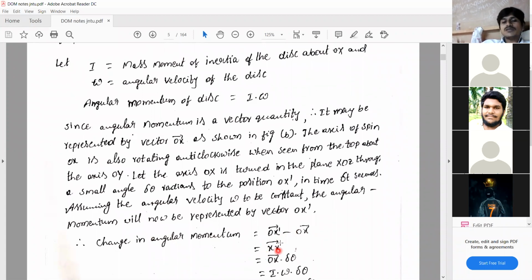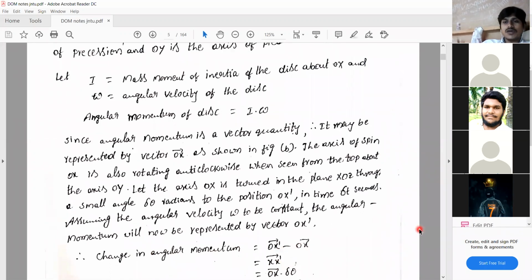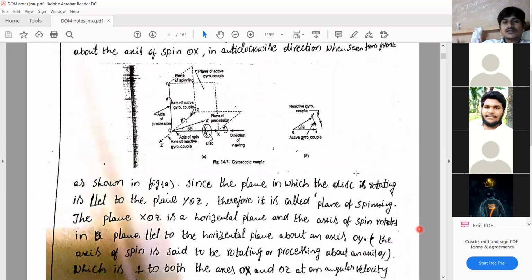Now OX dash minus OX is also written as XX dash. So all of you observe the diagram. How do we write XX dash? Observe figure B. OX dash minus OX has this connection: XX dash is there. So they may write that.